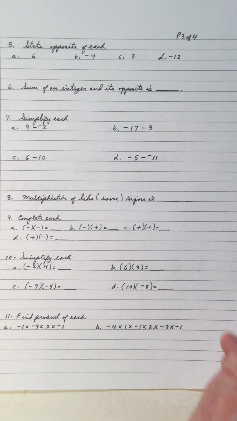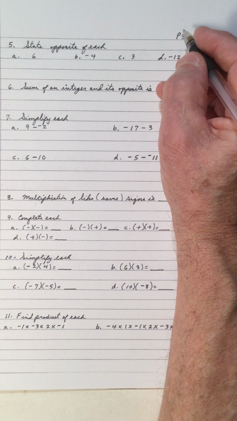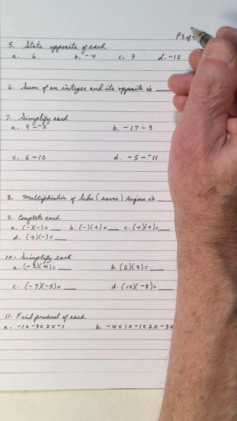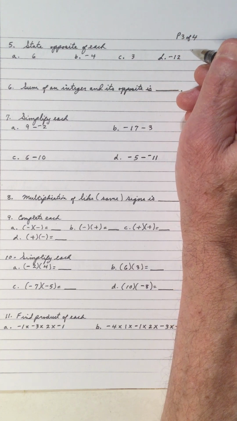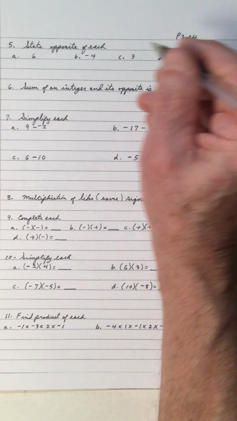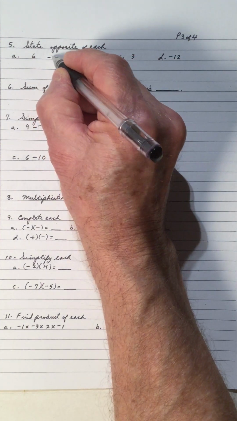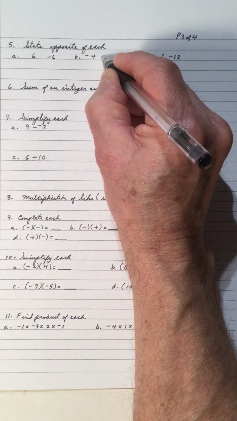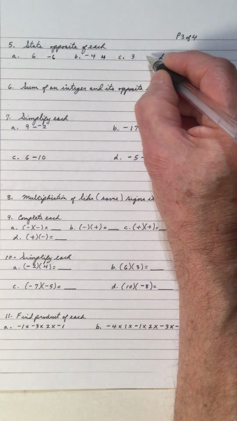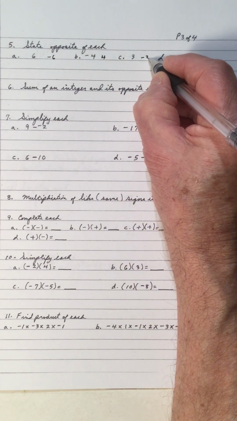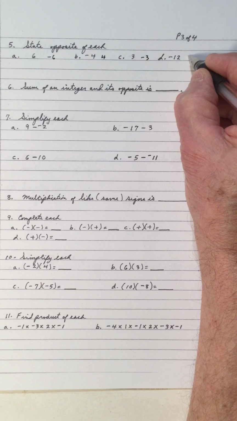Number 5, state the opposite of each. So the opposite of each is change the sign, because when you take a number and add on its opposite, you get 0. So the opposite of 6 is negative 6. The opposite of negative 4 is 4. The opposite of 3 is negative 3. And the opposite of negative 12 is 12.